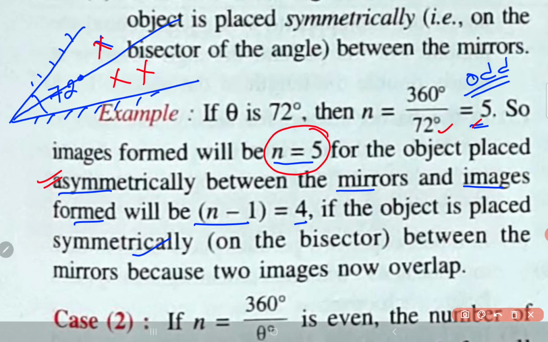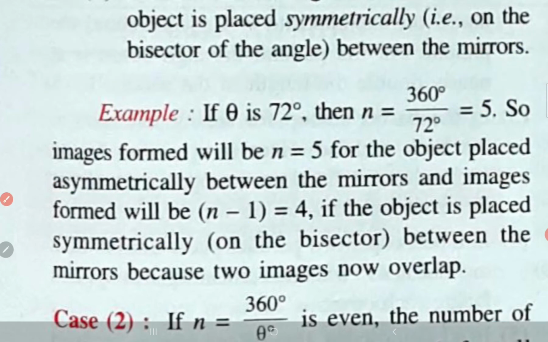But if the object is lying on this particular line, exactly in between those two mirrors, then that position of the object is known as the symmetric position. Under that condition, the number of images formed will be n minus 1, that is 5 minus 1, which gives me 4. I hope you have understood the odd condition.